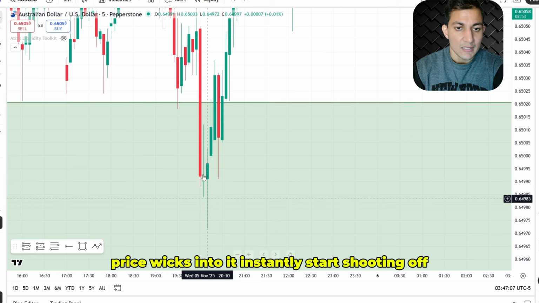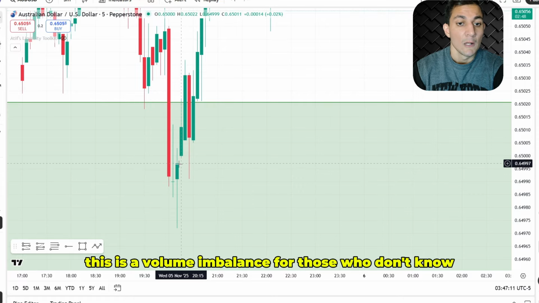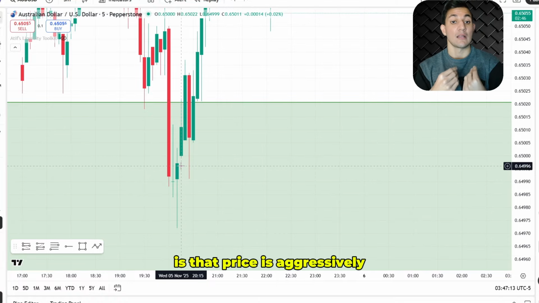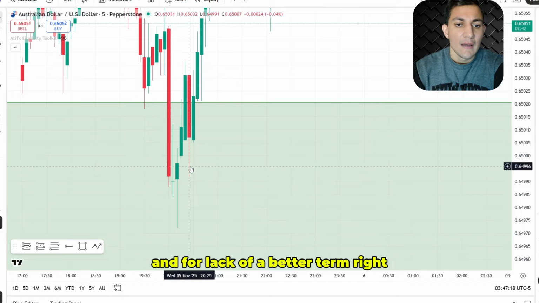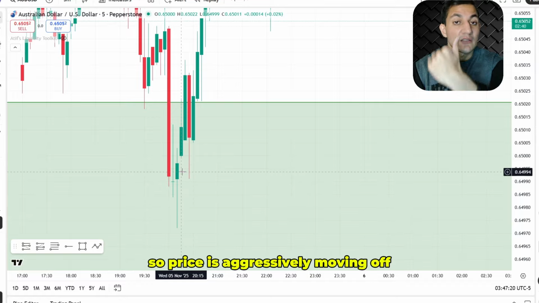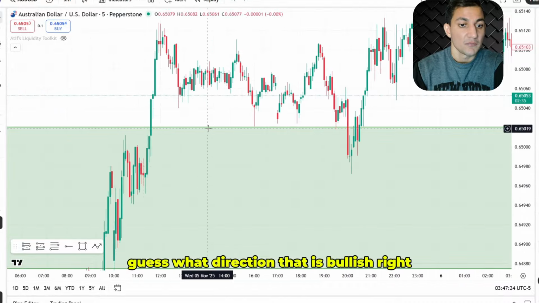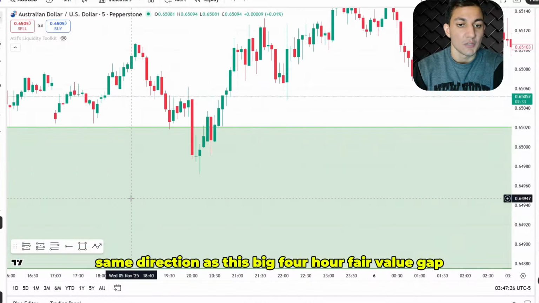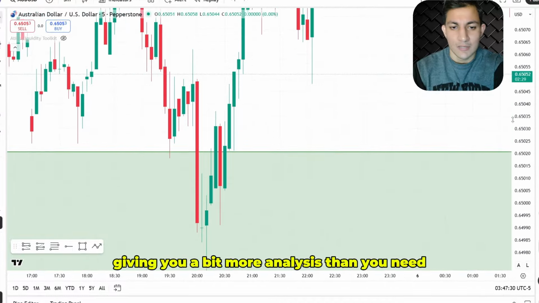Price wicks into it, instantly starts shooting off. It literally gaps. This is a volume imbalance for those who don't know. What that really means is that price is aggressively, really quickly trying to go away from where it actually is, for lack of a better term. So price is aggressively moving off in the opposite direction. Guess what direction that is? Bullish, right? Same direction as this big 4-hour fair value gap. But again, you don't need to know that for this strategy. That's just me giving you a bit more analysis than you need.